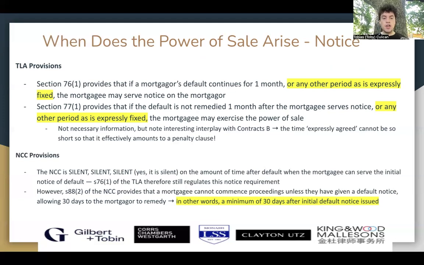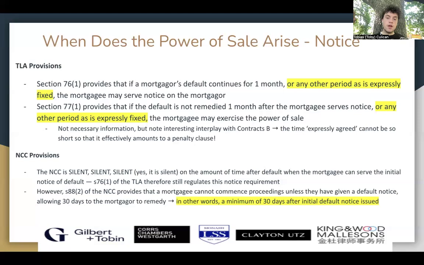And after that, the mortgagee may serve notice on the mortgagor. Section 77.1 provides that if the default is not remedied within 1 month after the mortgagee serves notice, or any other period as is expressly fixed, the mortgagee may exercise the power of sale. So after failing to remedy, they wait either a month or whatever else they agree, before they exercise the power of sale.